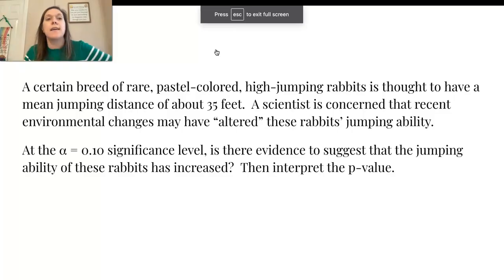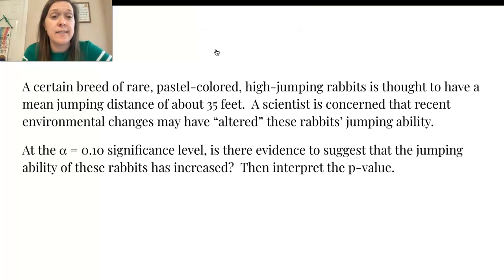Okay, so we're going to finish up our example. We're going to do a hypothesis test, or significance test, talking about some rabbits. It's Easter season. So we've got this rare breed of pastel-colored, high-jumping rabbits, and we're thinking that they have a mean jumping distance of about 35 feet. A scientist is concerned that recent environmental changes may have altered these rabbits' jumping ability. So we want to do a 10% significance test to decide if the jumping ability of these rabbits has increased, and then interpret our p-value.